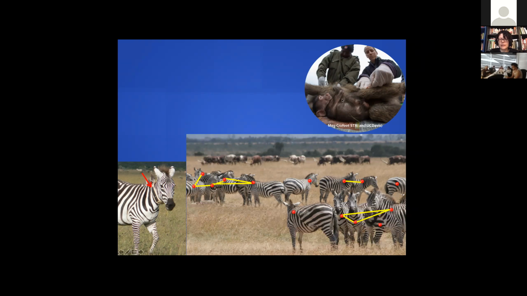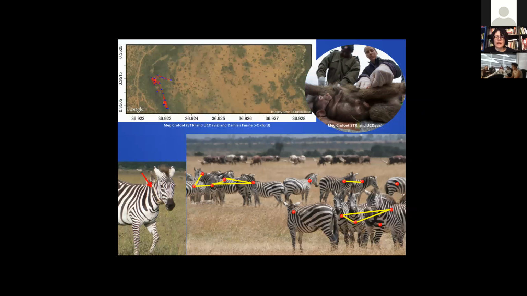And in collaboration with Meg Crawford from University of California at Davis, an evolutionary anthropologist, which means that she studies the behavior of primates that are not humans, we tracked an entire troop of baboons for a month using GPS collars that take location every second, so 1 hertz, and accelerometers 20 times per second. So this is a day in the life of a troop of baboons.